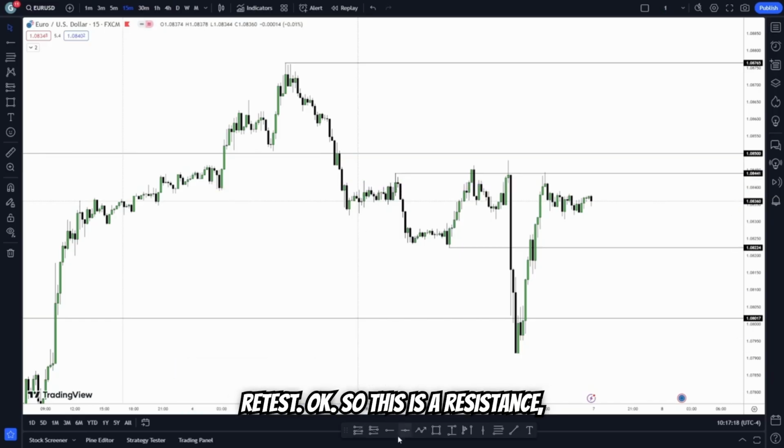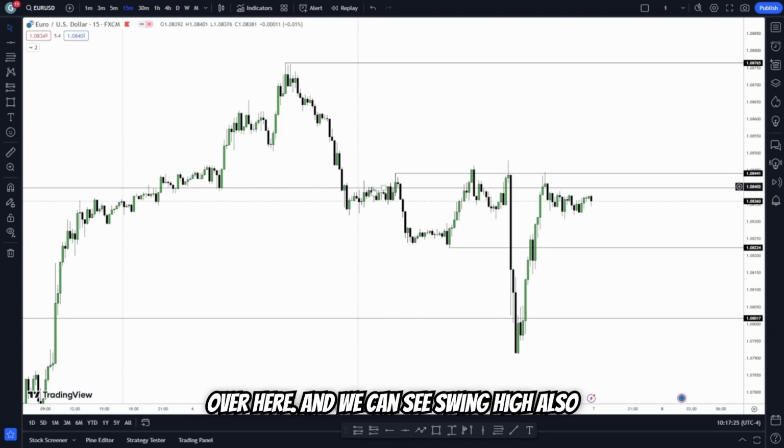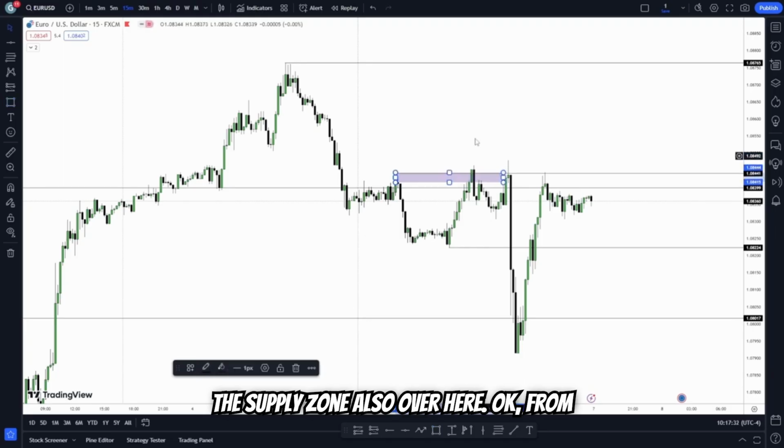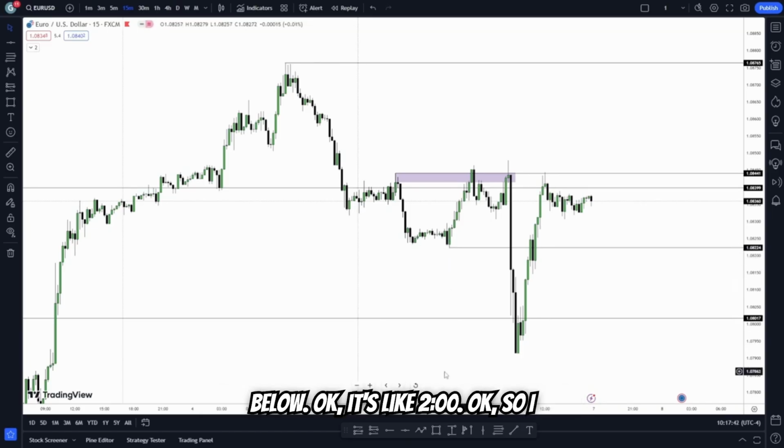Okay, so this is a resistance, this is a support, this is a level. Support and resistance level like over here, and we can see a swing high also over here, and we can see the supply zone also over here. Okay, from this wick, so you can see three of them are lining up over there. So now we will wait from London session. See the time below. Okay, it's like 2 o'clock.